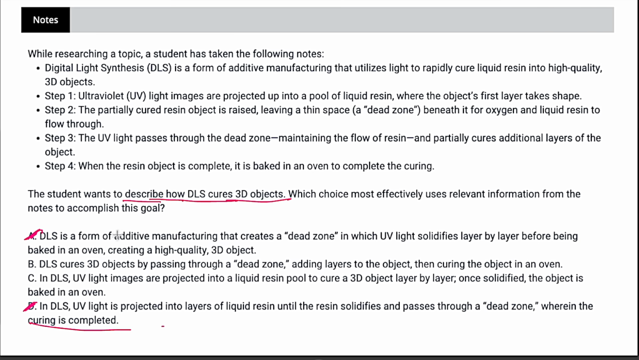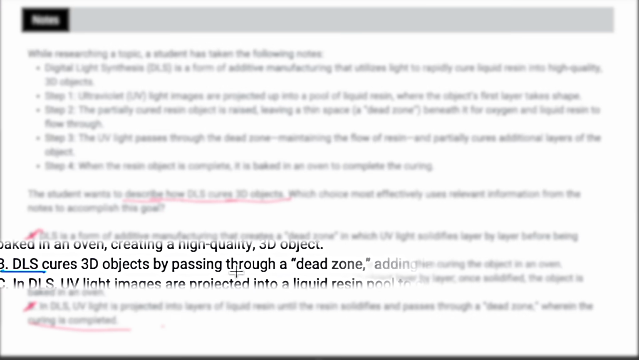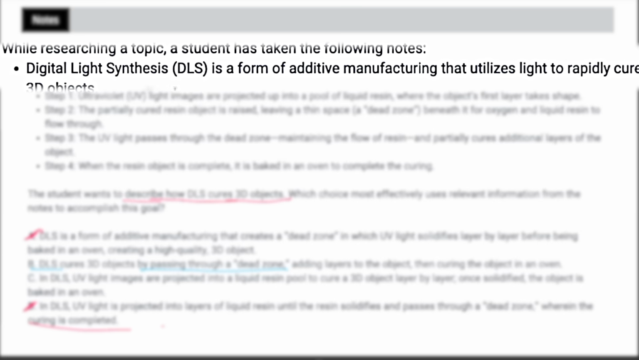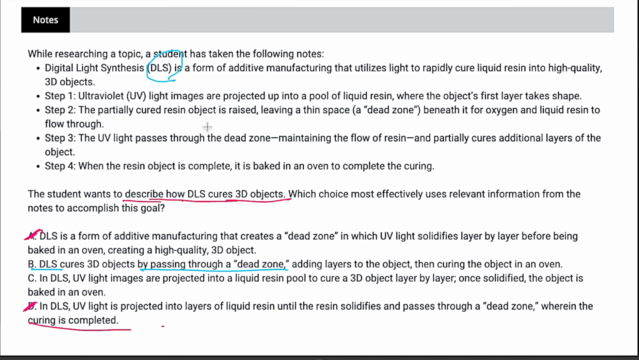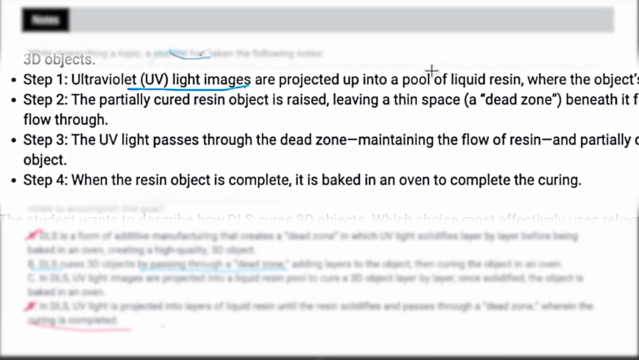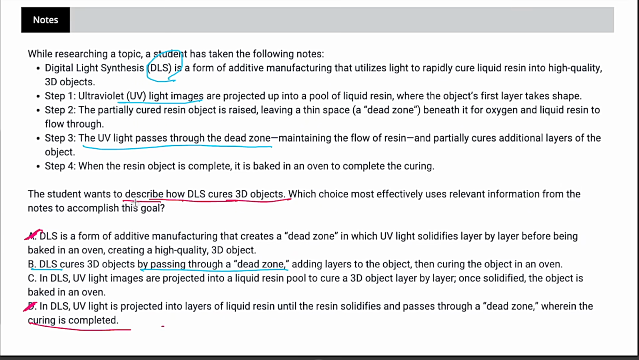Basically, if we look at choice B, it says that DLS cures it by passing through a dead zone. If we look at what DLS is, the form of manufacturing itself, what actually passes through the dead zone, if we follow the steps, is UV light. They go through this first step, and then the UV light eventually passes through the dead zone. So that is why choice B does not work, but choice C gives us exactly what we're looking for.